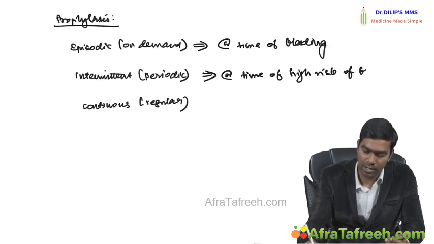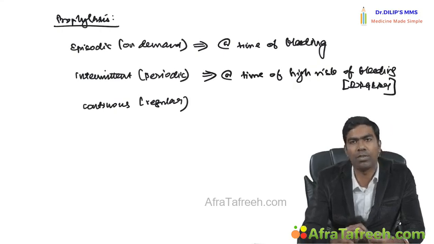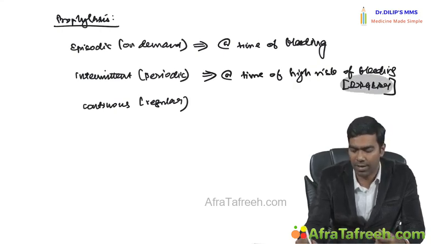High risk of bleeding, that too only for a limited period. We don't give it continuously. A typical example of a high-risk timing for bleeding is surgery, especially after surgery, it's a high risk for bleeding. So if you give it only for a transient period, temporarily for some time, only to prevent this bleeding, that is called intermittent or periodic prophylaxis.